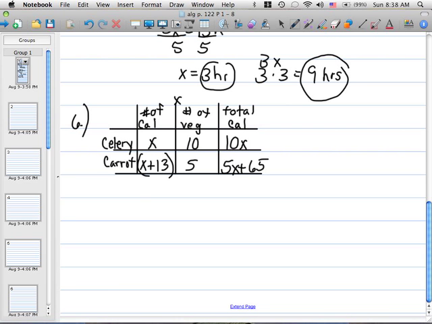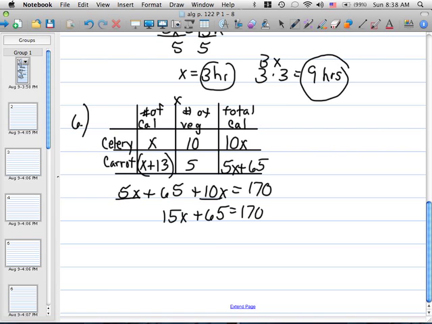And they tell us that the 5 carrots, 5x plus 65, and the 10 celery stalks, plus 10x, have to equal 170 calories. Collecting like terms, we have 15x plus 65 equals 170. Solving for x, undo the addition, subtract 65, and we get 15x equals 105. Divide by 15, and x comes out 7.